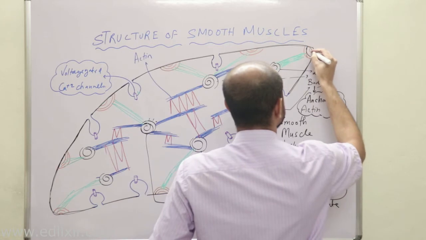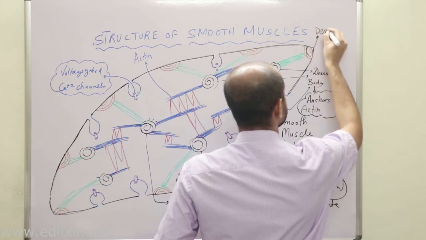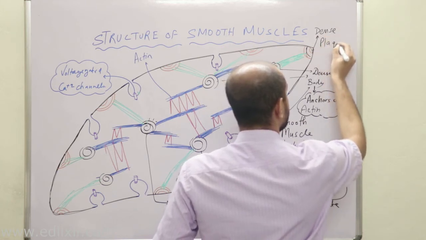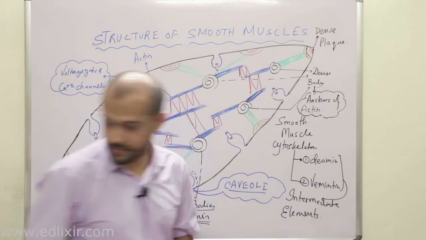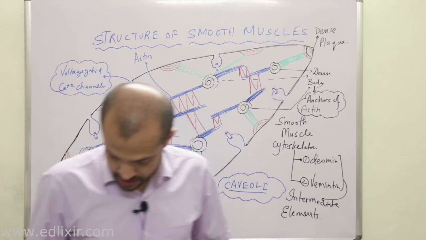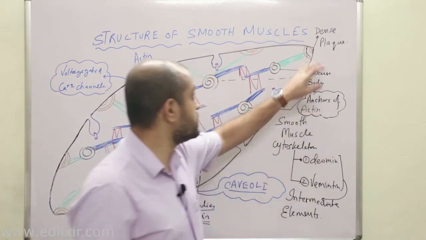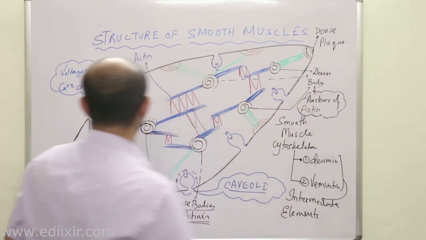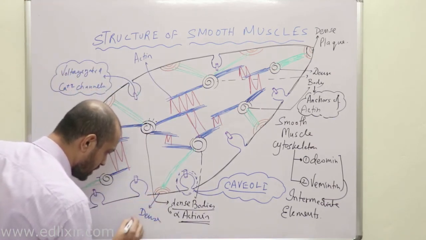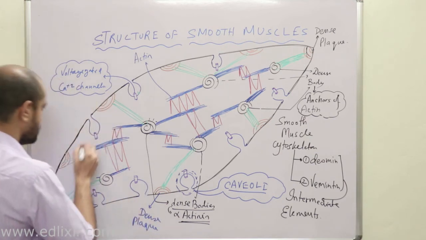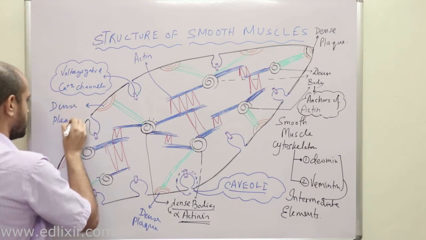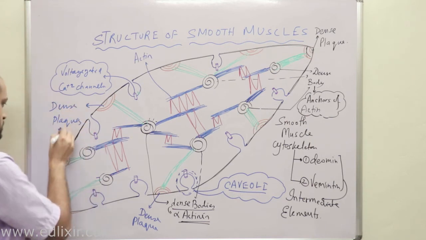These ultimate ends are called dense plaques. Dense plaques, okay. Clear? They are called dense plaques. That means these are what? These are dense plaques. This is also dense plaques, okay.